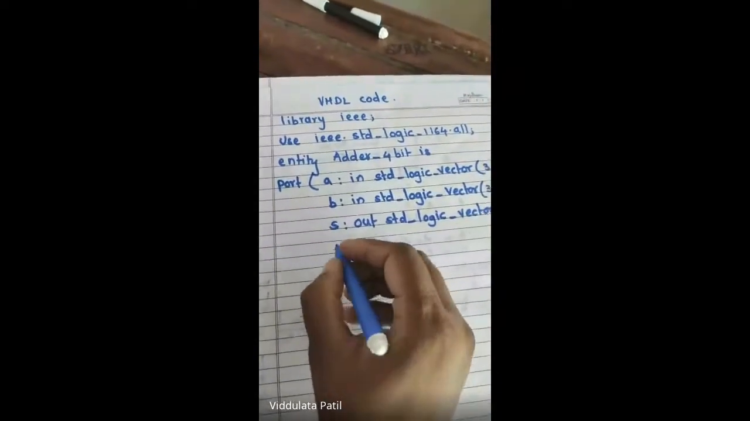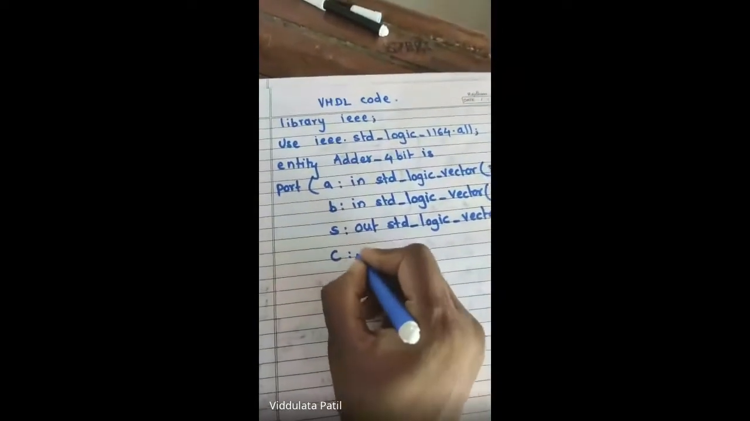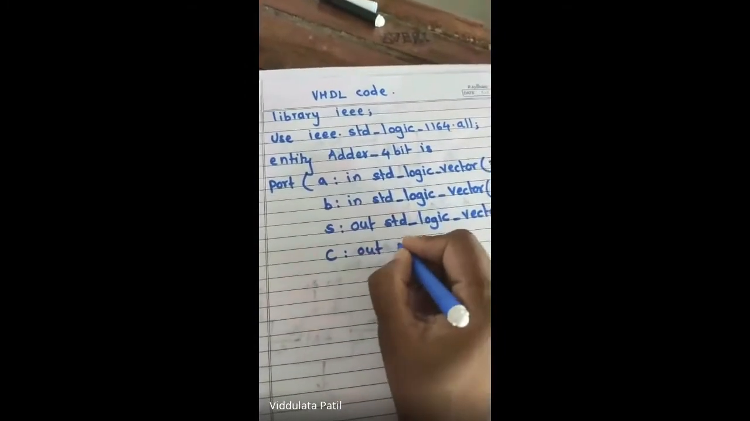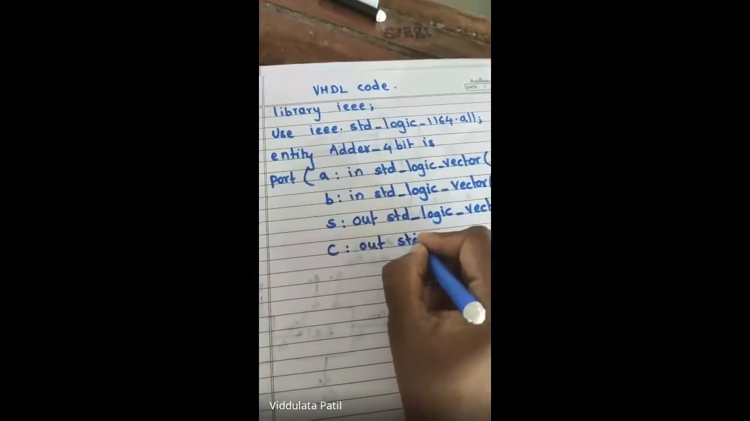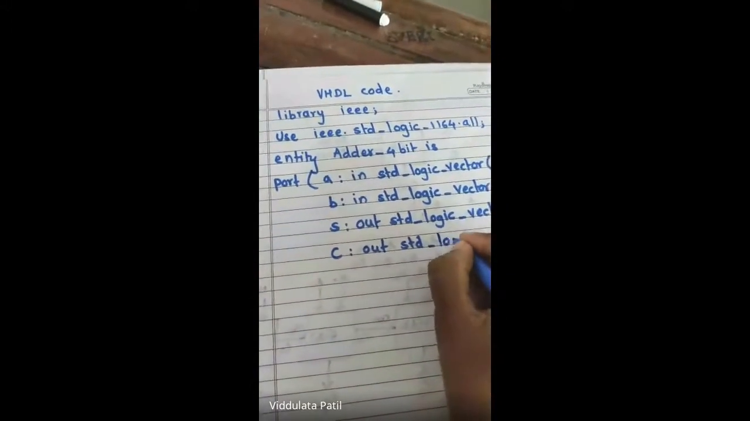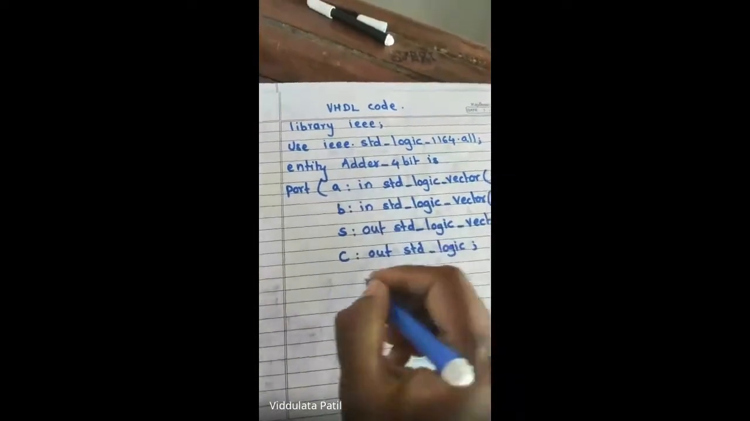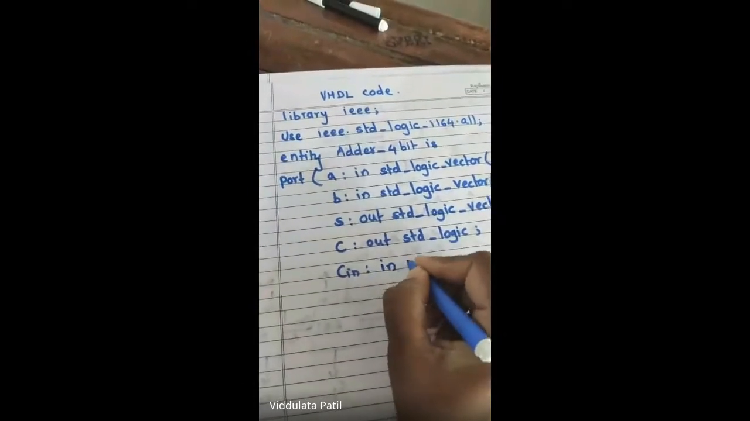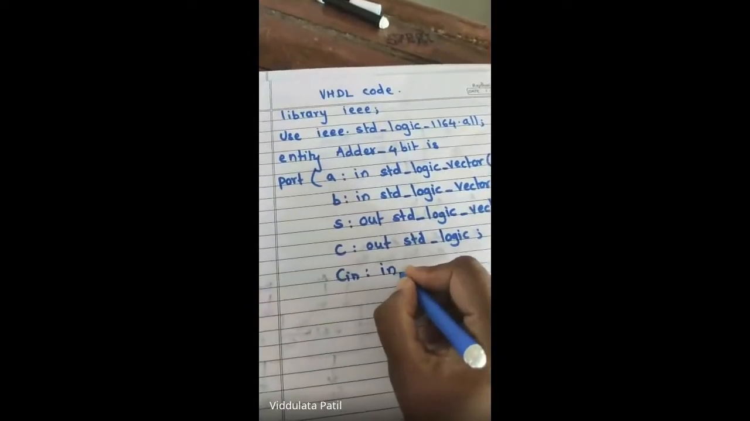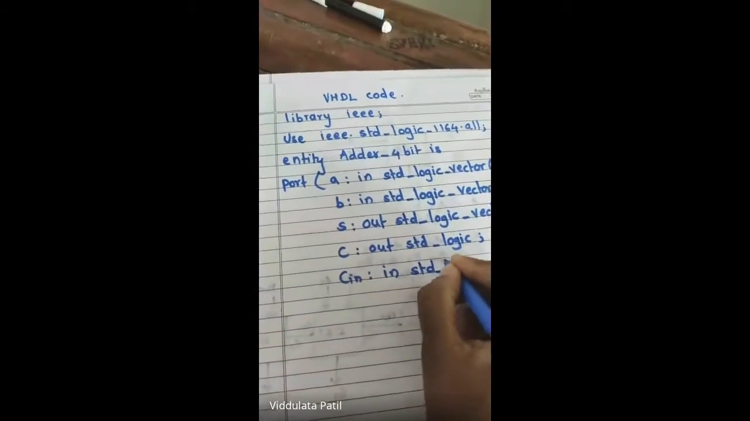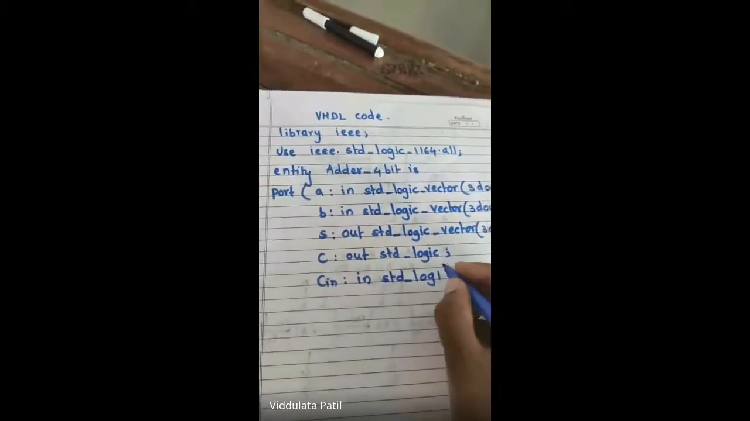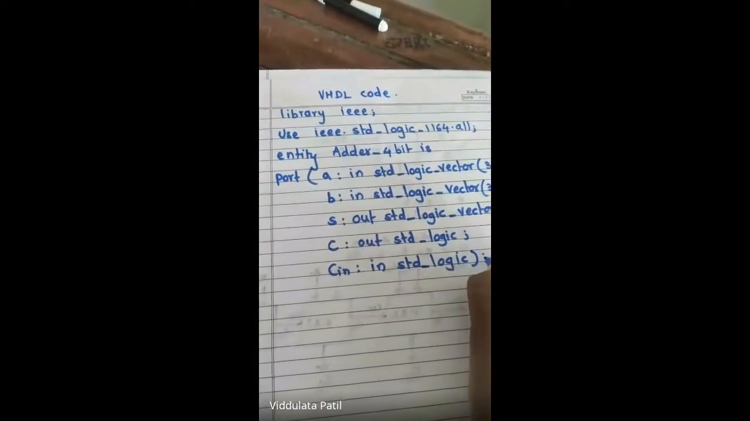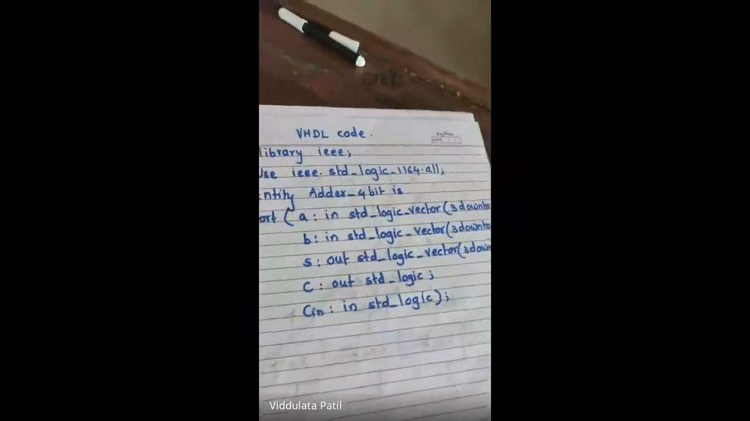Okay. After that, let us take C as the output carry. So this is Cout, and now this is only a single bit. So we will use std_logic type. Okay. And Cin, that is the input carry. So it is a single bit. So it is an input port, in std_logic, and then as we have declared all ports, so bracket complete and semicolon. Okay?